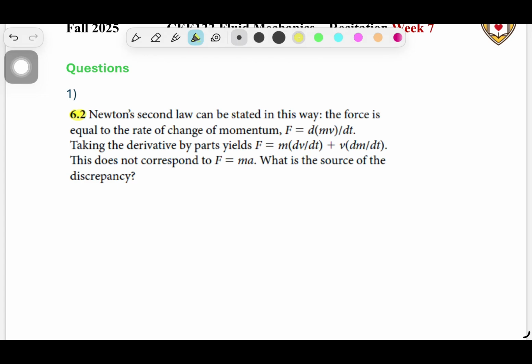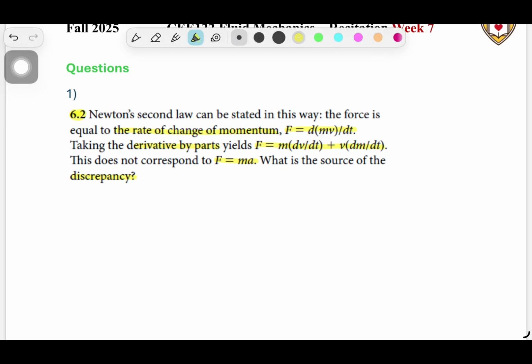Here it talks about Newton's second law, and it can be stated in this way: the force is equal to the rate of change of momentum. Or it says F is equal to the derivative of mv over dt. And taking the derivative by parts yields this equation. And the question says this doesn't correspond to F is equal to ma, which is the basic and main Newton's second law. And what's the source of the discrepancy?